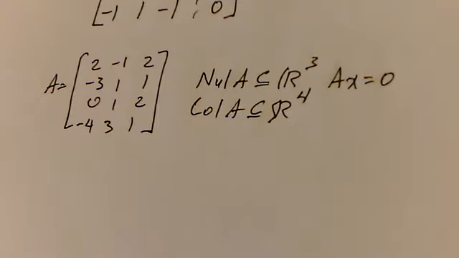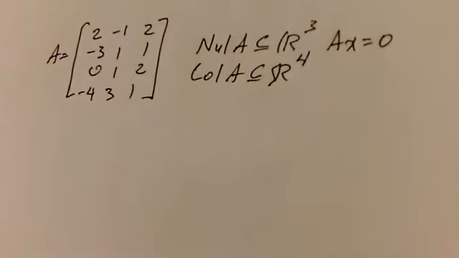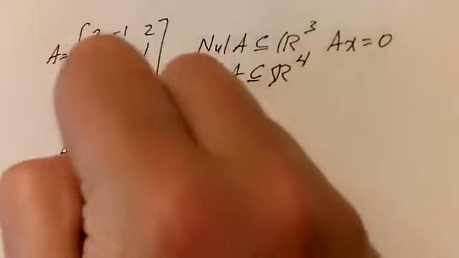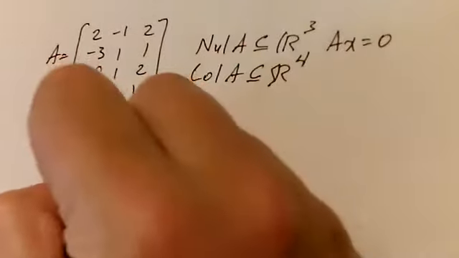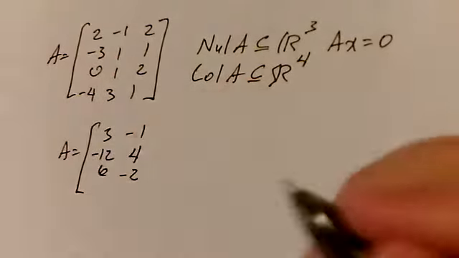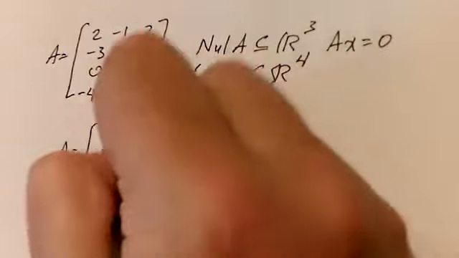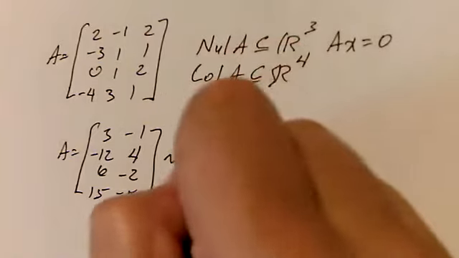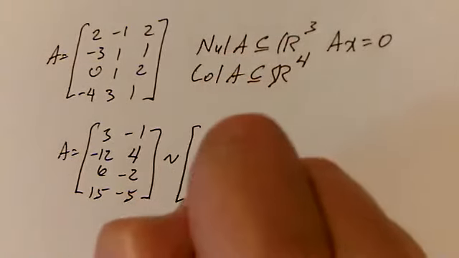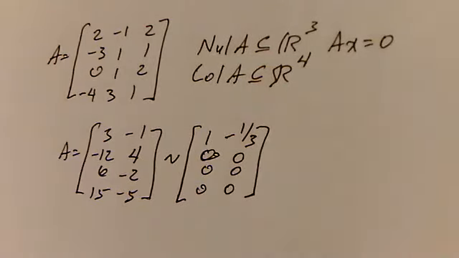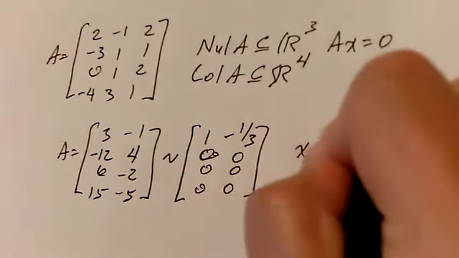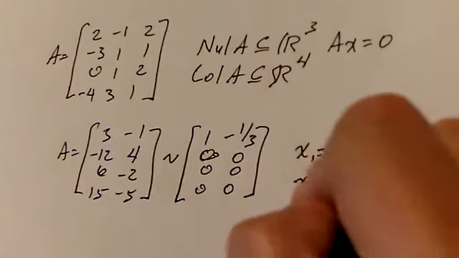Now, something to be mindful of is when you're looking for a vector that's in the space, be careful. So let's take a matrix A here. This is going to be 3, -1, -12, 4, 6, -2, and 15, -5. I'm going to row reduce this matrix. So this matrix now is 1 and -1/3 with all zeros here. When I row reduce that, that's what you should get. So for the null space, I know that x1 is equal to 1/3 x2, and x2 is free.